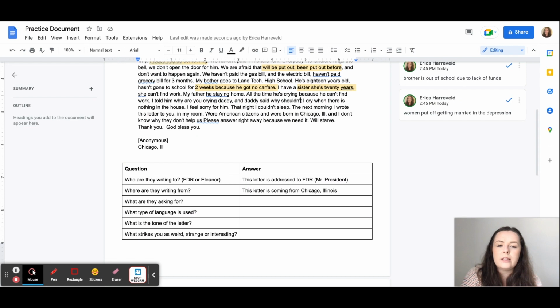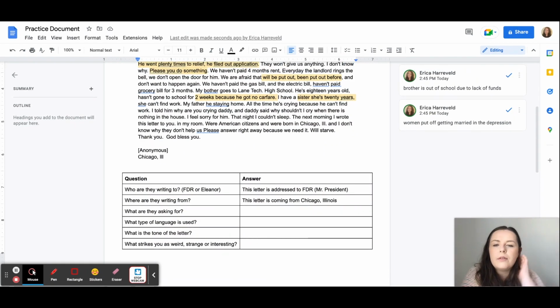That night, I couldn't sleep. The next morning, I wrote this letter to you in my room. We're American citizens and we're born in Chicago, Illinois, and I don't know why they don't help us. Please answer right away because we need it. We'll starve. Thank you. God bless you.